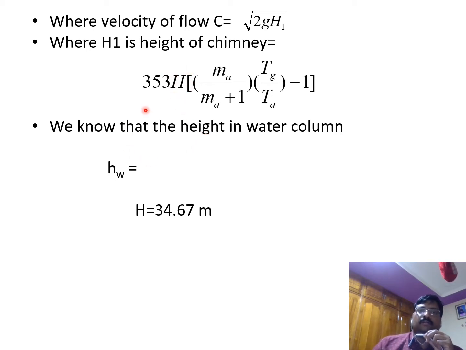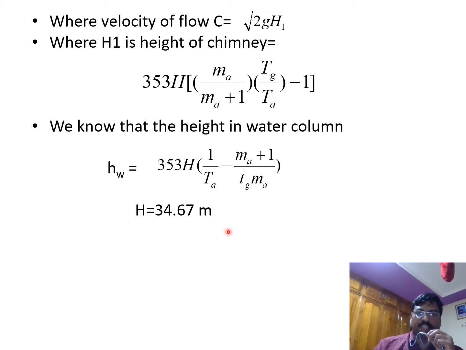Now to determine the value of h1, first of all we have to determine the value of H. H can be determined by using the data hw. We know the value of hw. So hw is equal to 353 H into 1 by Ta minus ma plus 1 by Tg into ma. Now we know the value of ma plus 1, we know the value of ma, we know the value of Tg, and we know the value of Ta. We also know the value of hw. Substituting that, finally we get H equal to 34.67 meters.